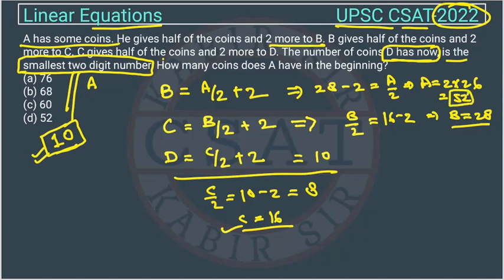Right. So what are they asking? How many coins does A have in the beginning? So A is having 52 coins. Right. So the answer is option D. Okay. So the main trick in this question is this one. Right. If you can understand this, you can solve this question very easily.